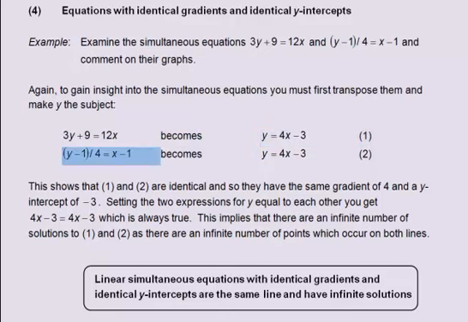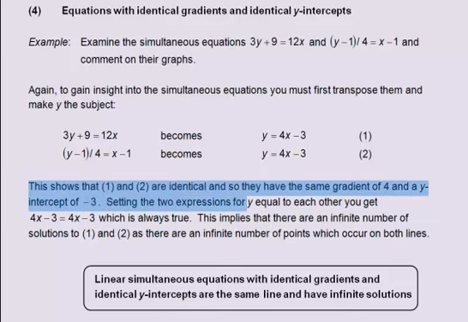Equation 1, y minus 1 all divided by 4 equals x minus 1, becomes y equals 4x minus 3. Equation 2. This shows that 1 and 2 are identical, and so they have the same gradient of 4 and a y-intercept of minus 3.